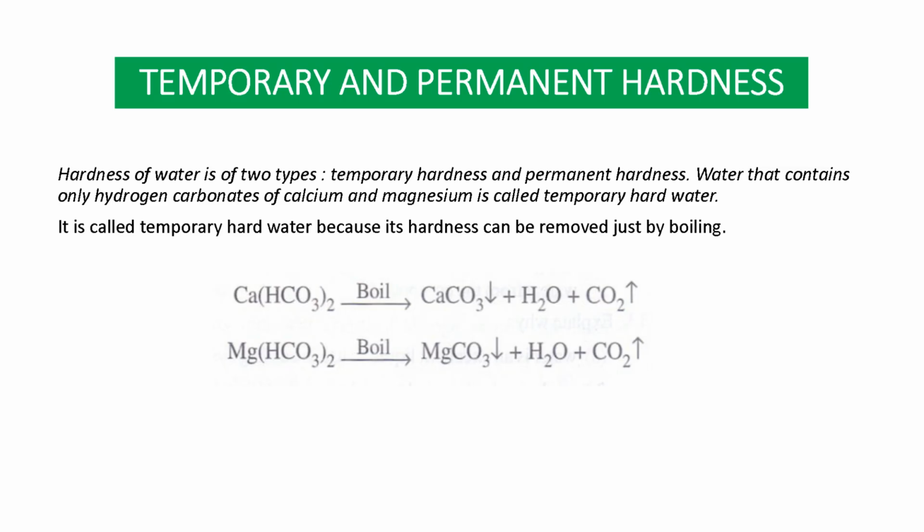So what is temporary hardness? If water contains only hydrogen carbonate of calcium and magnesium, it is called temporary hardness because we can remove this hardness by boiling. This is temporary hardness. You can see in the reaction, calcium bicarbonate, when we boil it, gives calcium carbonate plus water plus carbon dioxide, and magnesium bicarbonate, when we boil it, gives magnesium carbonate plus water plus carbon dioxide. So when there are hydrogen carbonates of calcium and magnesium, we call it temporary hardness.